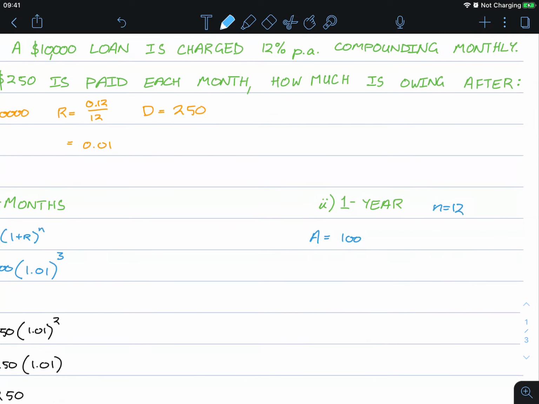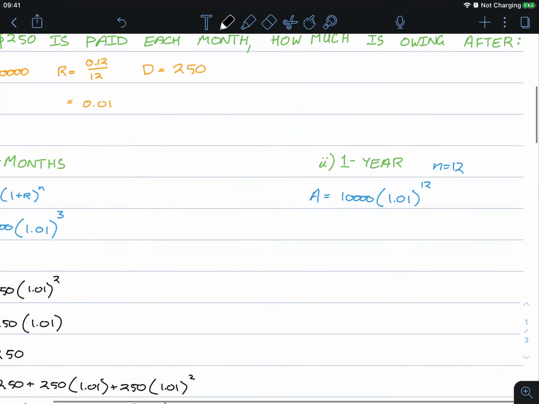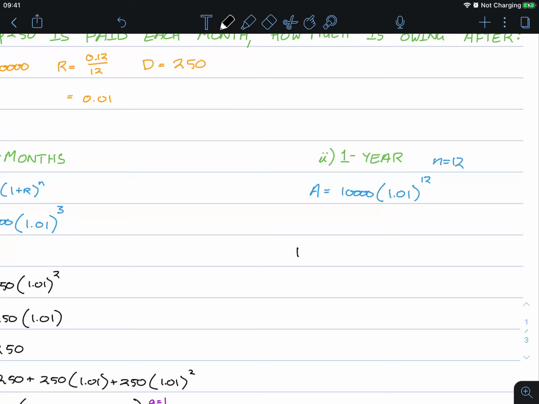So that's 10,000, 1.01 to the power of 12, lots of interest. I'm going to leave it as that expression there. So here's the first deduction, the first payment. This one receives 1.01, that's the amount of interest.